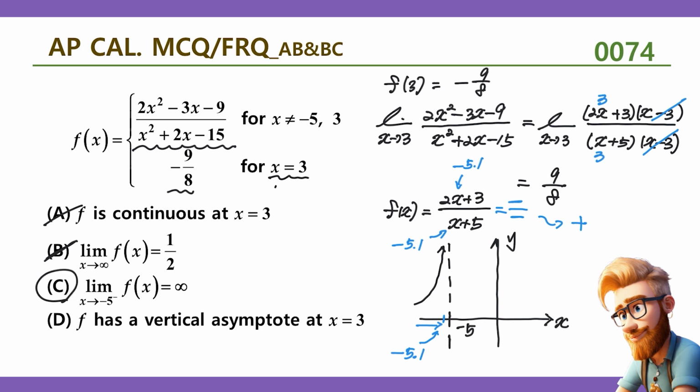Okay, answer choice D: f has a vertical asymptote at x equals 3. Well, we canceled it out. The factor x minus 3 is canceled out. If the factor is canceled out, we will have a hole at x equals 3, not a vertical asymptote.